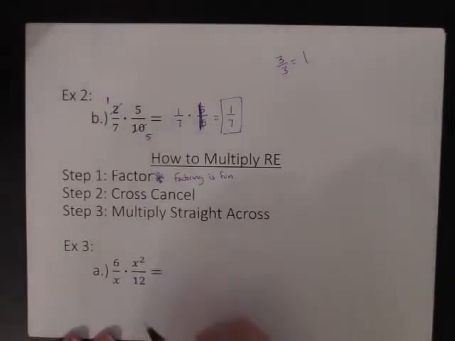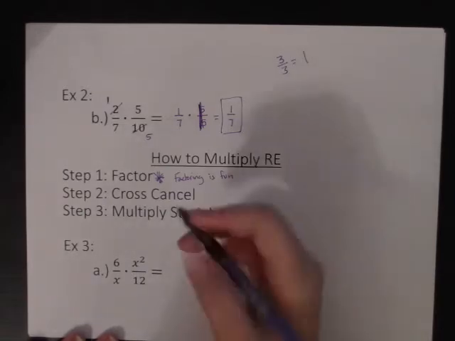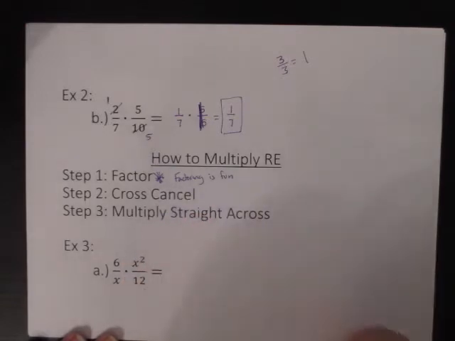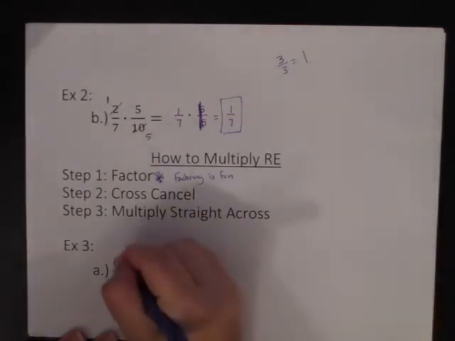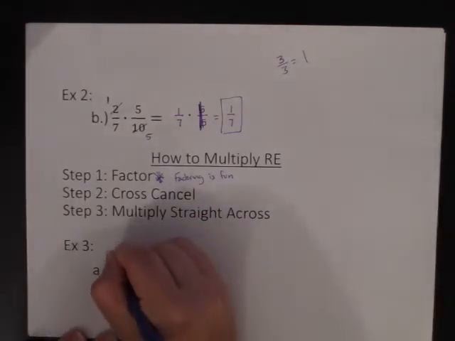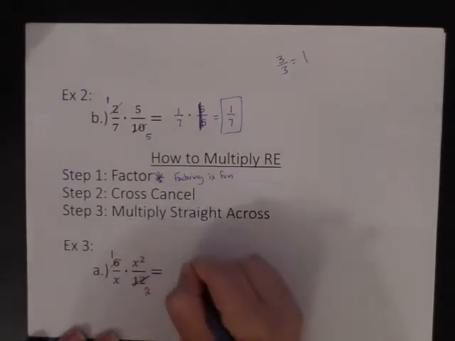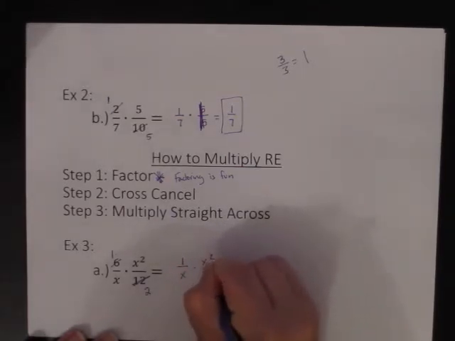So we have 6 over x times x squared over 12. The first thing we have to do is see if we can factor anything. Because I just have a monomial, which means one term, there's nothing I need to factor here. So I go straight to step 2, cross cancel. I go from top to bottom, so I've got 6 and 12. What goes into 6 and 12? That would be 6. So 6 divided by 6 is 1, and 12 divided by 6 is 2. I'm going to rewrite it: 1 over x times x squared over 2.